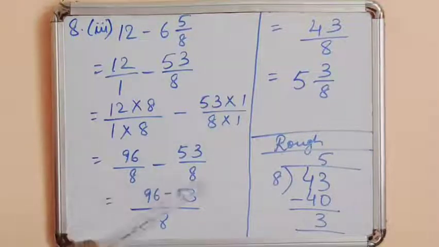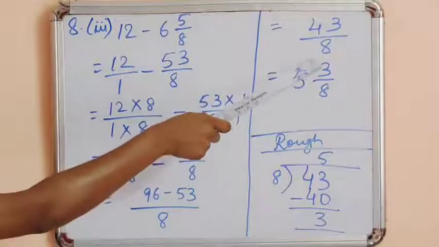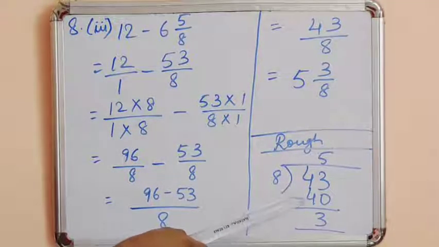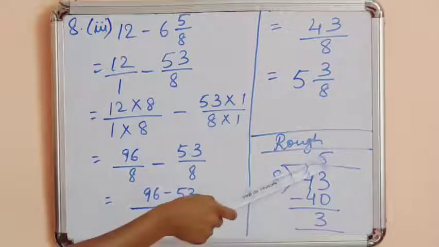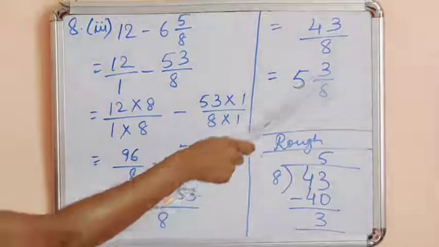Again you can see you have the same denominator here. So we will write 8 common, and we have to subtract 96 and 53 in the numerator. So 96 minus 53 by 8, this is equal to 43 by 8. Now if you divide this, I have performed the division here in the rough column. 43 divided by 8, you will get 5. 8 5s are 40. So 43 minus 40 is 3. So 5 is the quotient and 3 is the remainder. So the answer will be 5 3 by 8.